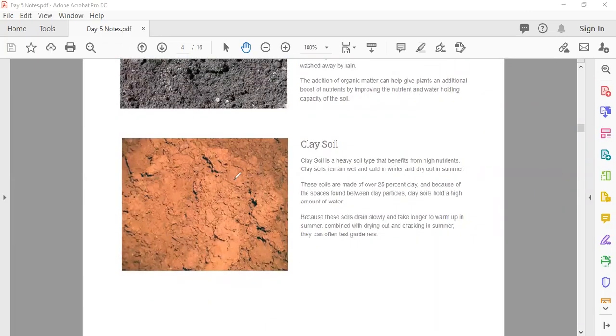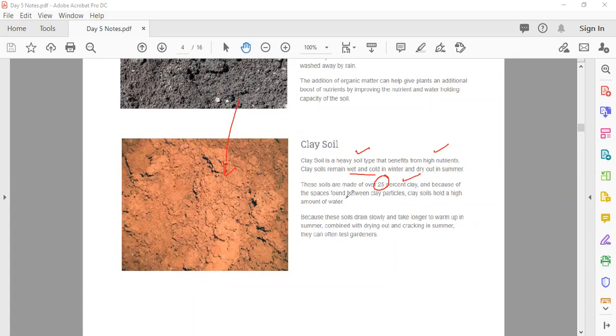Clay soil, you can see the main color difference between them. In the clay soil, they're saying it's heavy soil as compared to the sandy soil, and it benefits from high nutrients. It has high nutrients. Clay soil remains wet and cold in winter and dries out in summer. So it is colder than the sandy soil. These soils are made of over 25% clay.